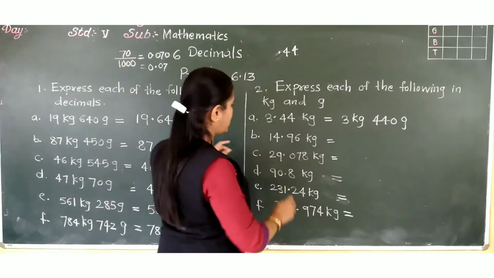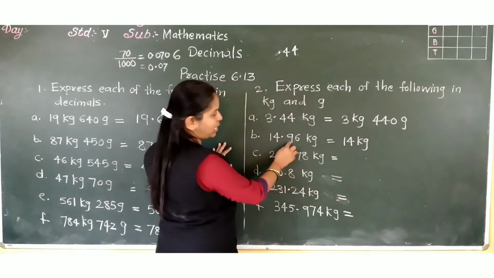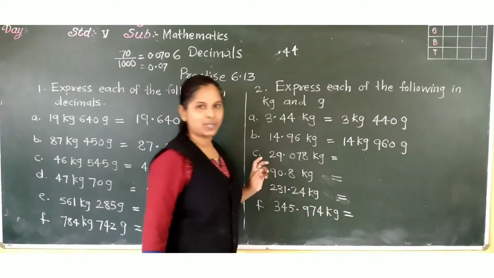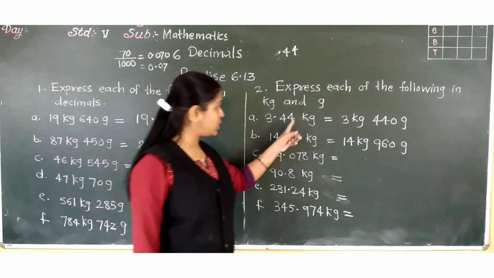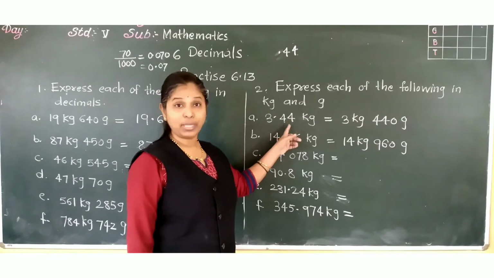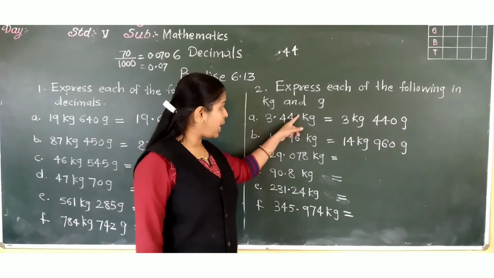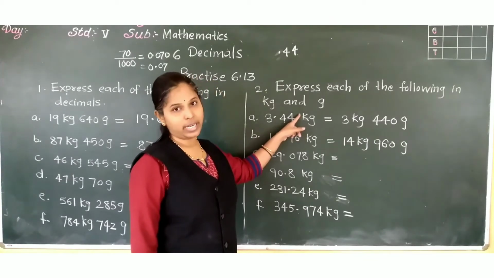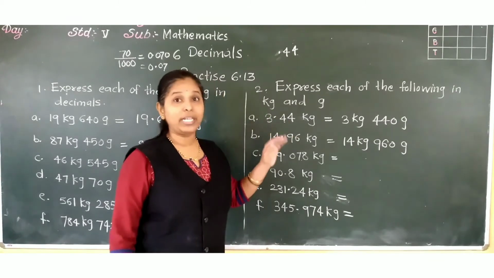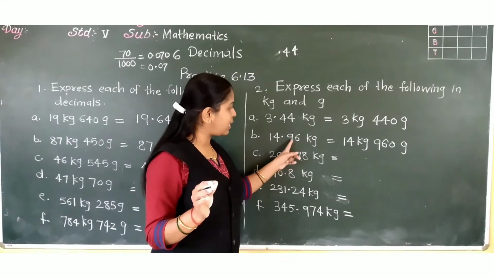Okay. Next, this also see 14 kg. Immediately after decimal 96 is there. So that means 960 grams. That you have to see. This is important. 3.44 they have given. That means exactly after decimal 44 it is written. That we can increase 1 zero in the decimal part. So it is not 44 gram, it is 440 grams. And this is 960 grams.